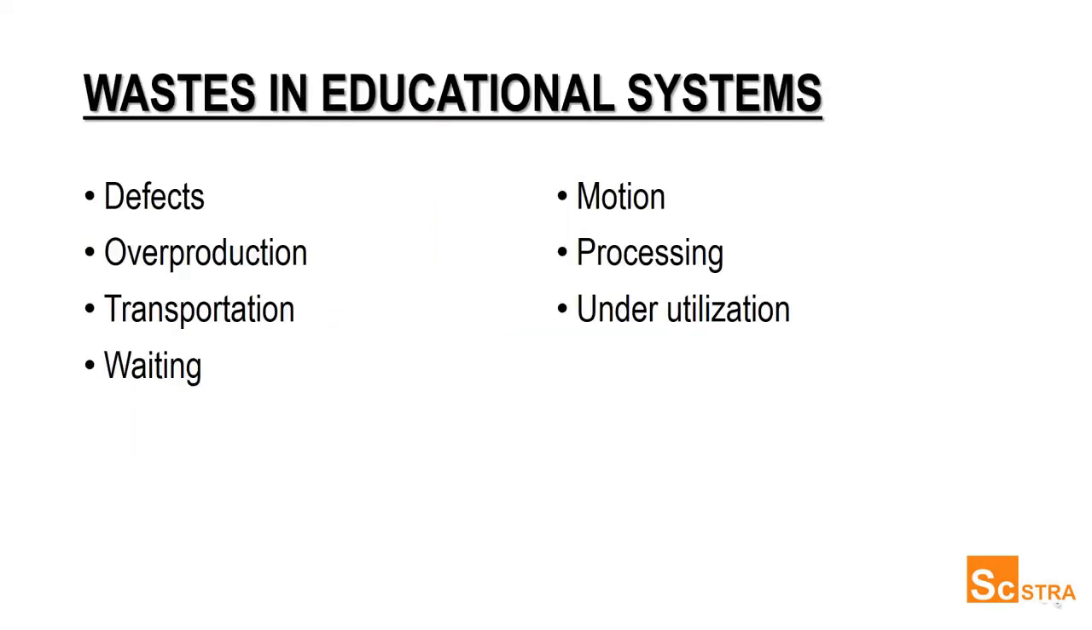Examples of non-value-added activities or wastes in educational systems are, for defects, redoing reports, making changes over and over to documents, etc. For the overproduction, ordering forms, etc. that go out of date and must be thrown away. For transportation, the distance that paper has to travel to get approvals, signatures, and also this can include emails. For waiting, waiting for approvals or the emails in our inboxes to be opened and replied.